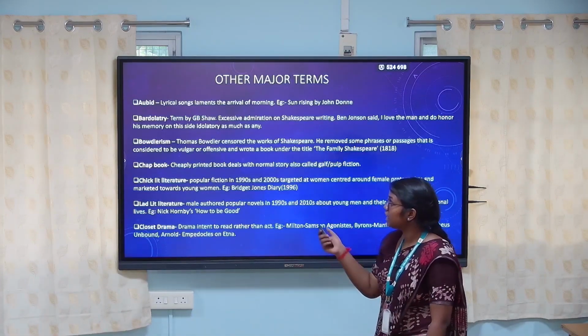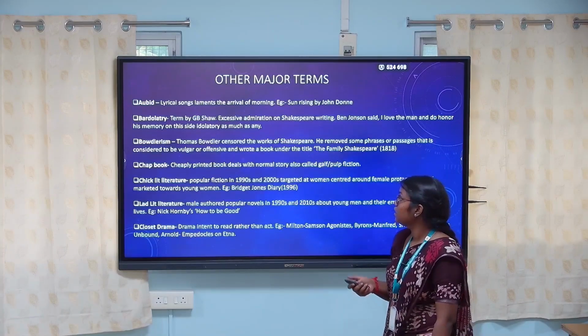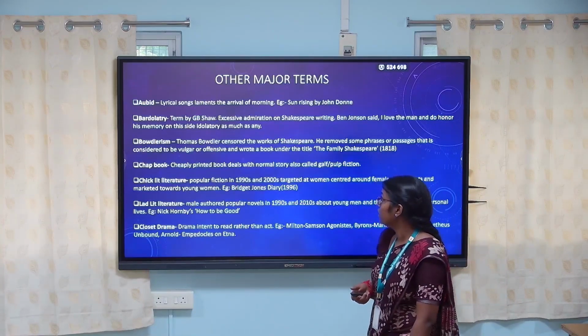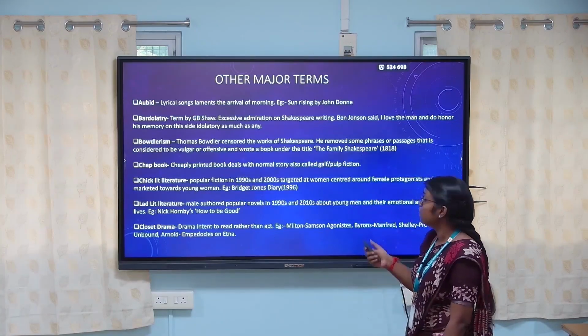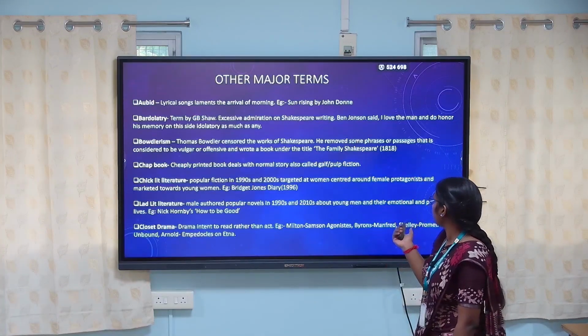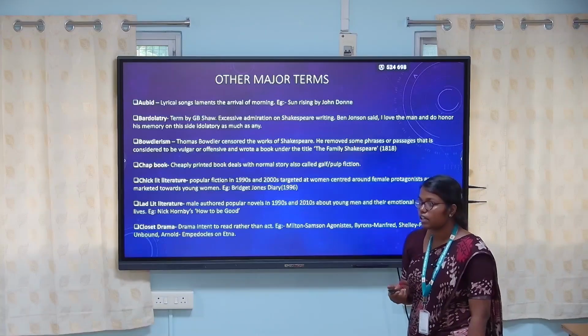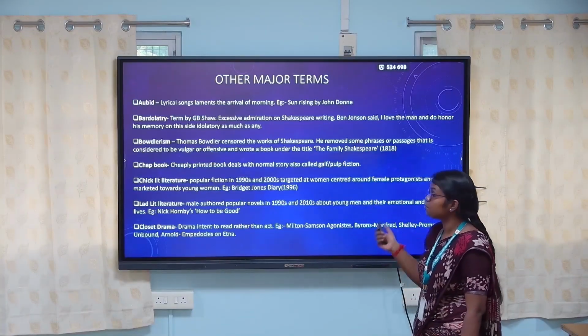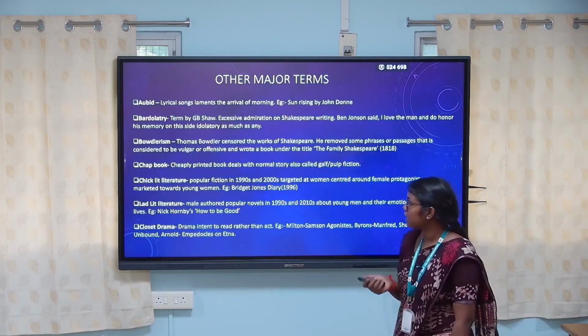The next important term is Bowdlerism. This term was coined after a famous writer named Thomas Bowdler, who censored the works of Shakespeare. He removed some phrases or passages that were considered vulgar or offensive and wrote a book under the title The Family Shakespeare, which was published in the year 1818.